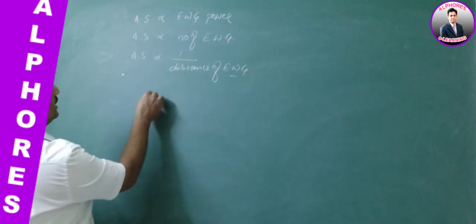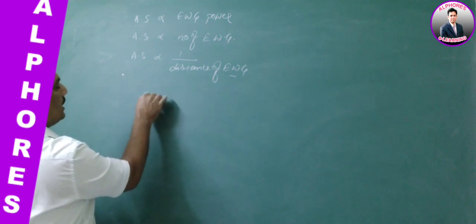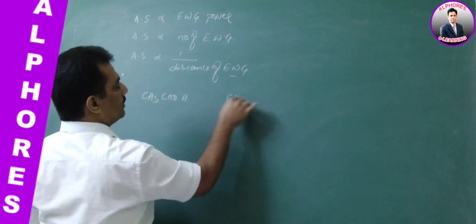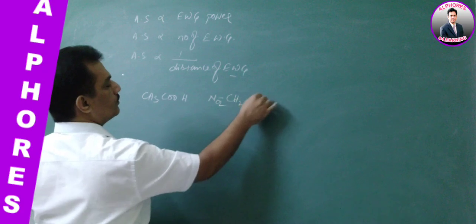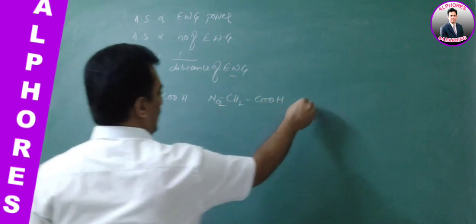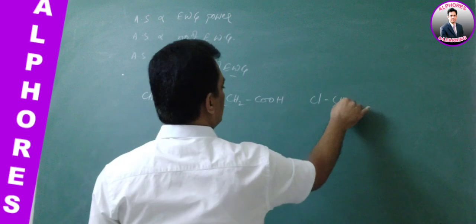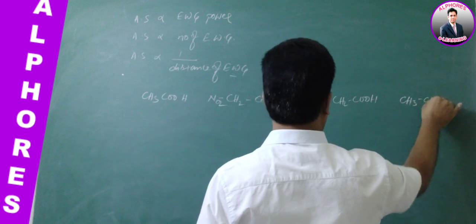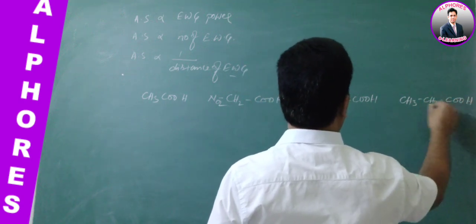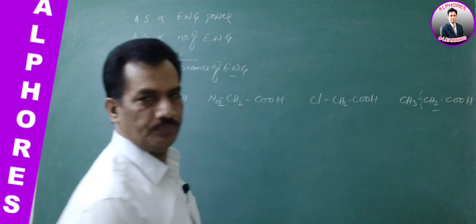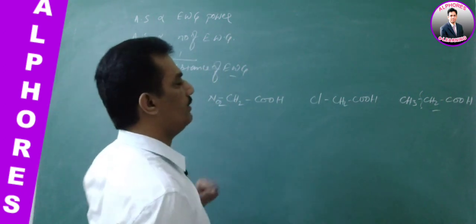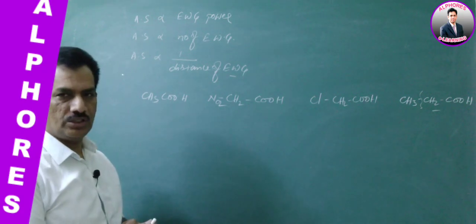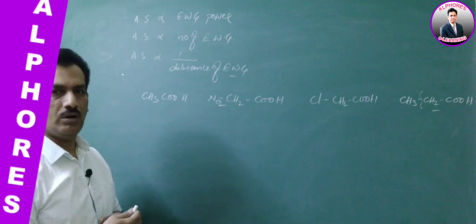Now let us consider the compound acetic acid, having a group like NO2, another group like Cl, and another group like CH3, which leads to propionic acid. Clear? In these different acids, which is more acidic and which is less acidic, the increasing or decreasing order of acidic strength, we have to observe.